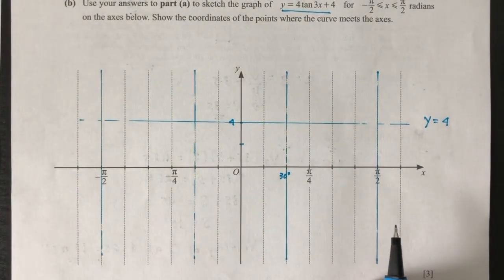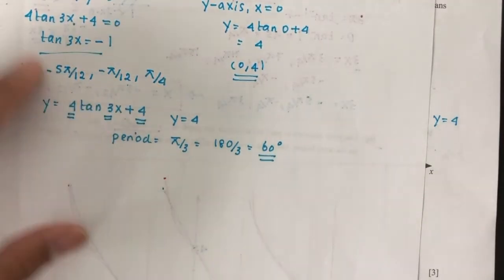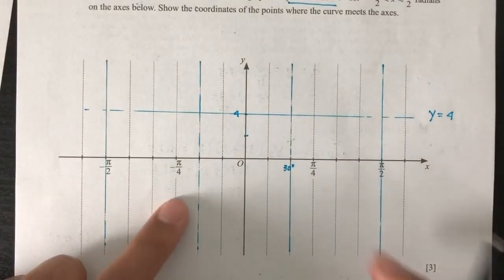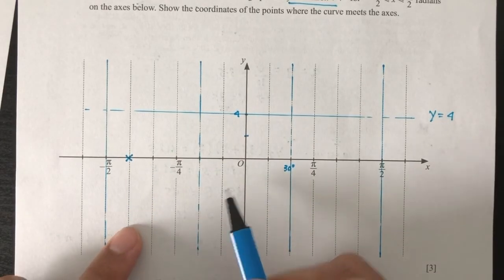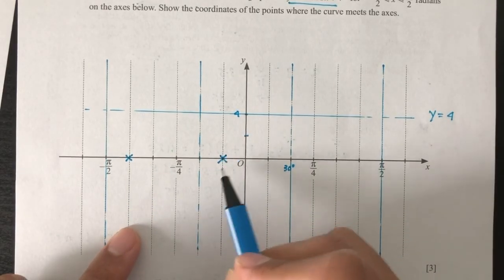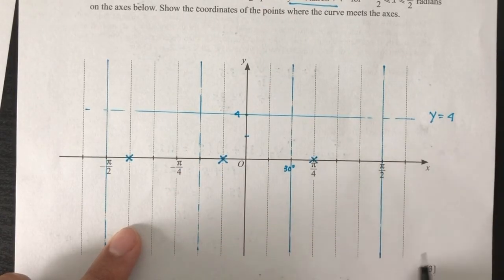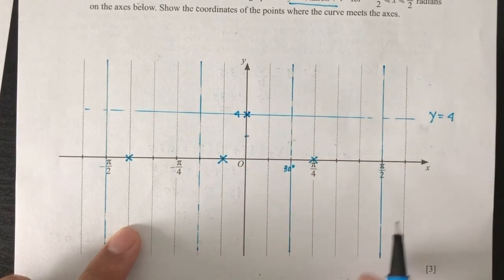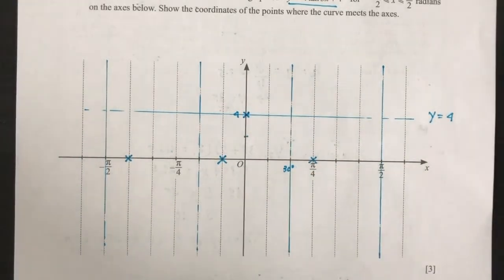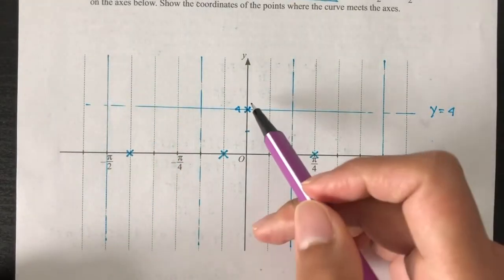Now let's mark all the points where it touches the x-axis. Minus 5 pi over 12 will be this point. Then we have minus pi over 12, which is minus 15 degrees, so it will be this point. And we have pi by 4 will be this point. And lastly, we have this one where it cuts the y-axis.